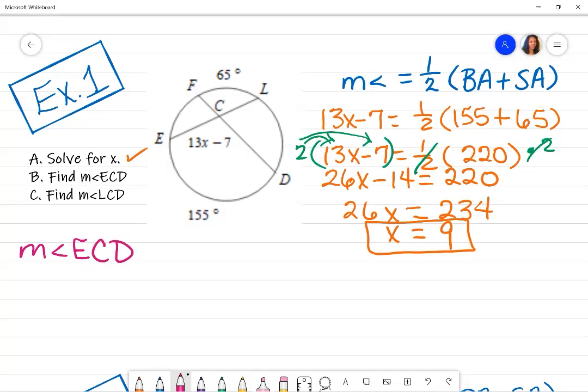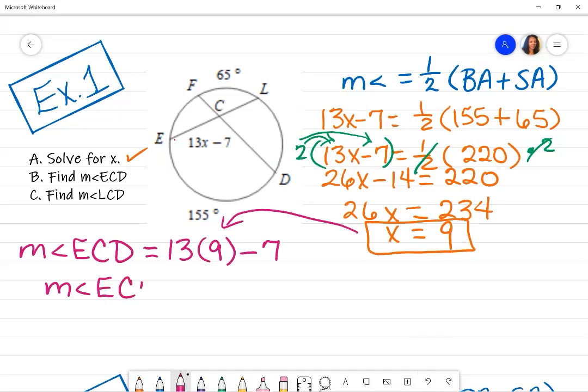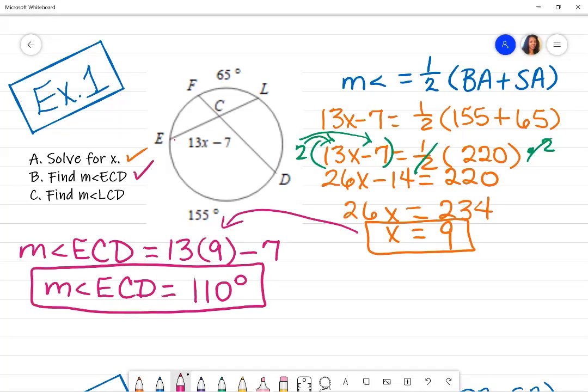So again, I'm looking at the symbol and I'm following the directions that are shown here in that order. So I'm trying to find this angle. Is it shown as an expression? 13x minus 7. Well, the x we just determined is 9. So that's what we're going to put in for x minus 7. And once you simplify, the measure of angle ECD is 13 times 9 minus 7, which is 110 degrees. Angles and arcs are always measured in degrees, so don't forget to put that symbol there.